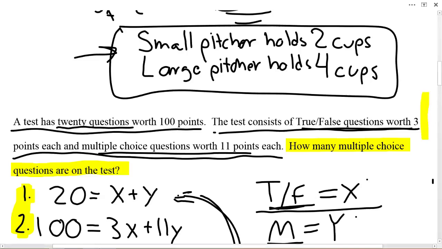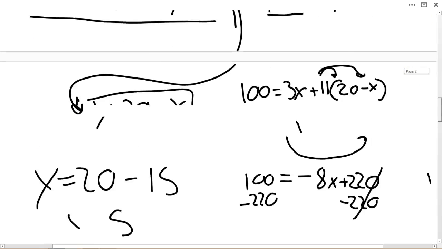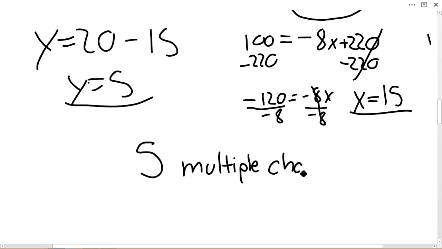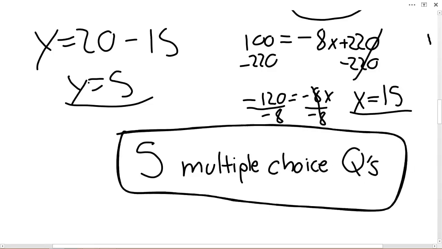And since we already solved multiple choice questions, remember we said there's 5 multiple choice questions. So let's write this down here. So just write down 5 multiple choice. I'll just put Q for questions, and that's our answer.